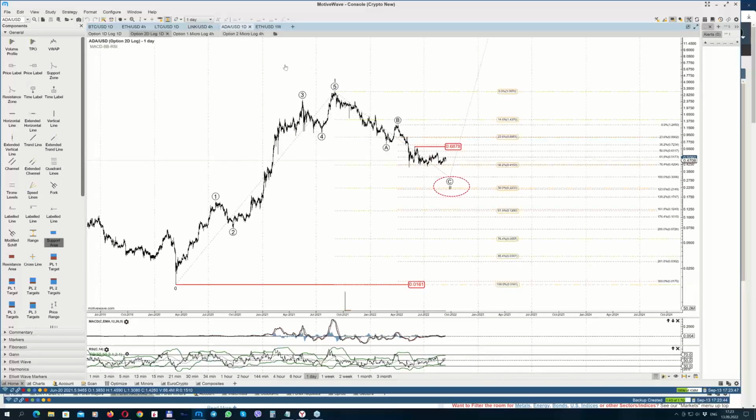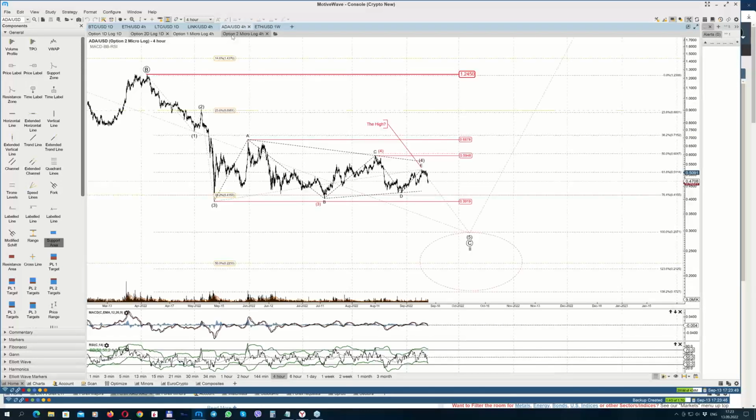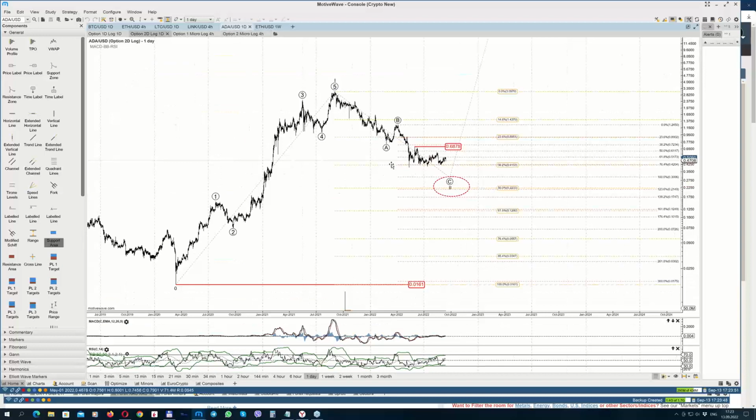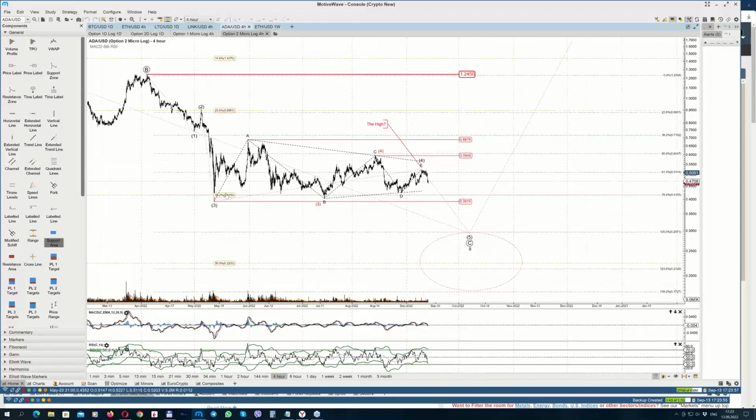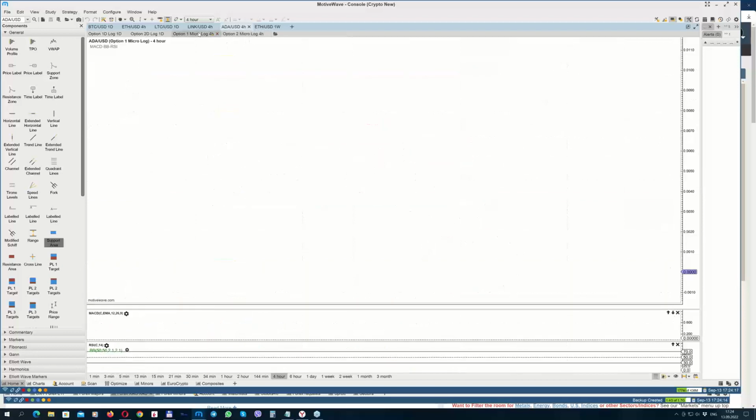Cardano. My favorite count is this option 2D, suggesting extension towards 0.30. More details. 1, 2, 3, triangle in the fourth wave, and now, until we take out 0.5948, the next target is 0.2971. More details for this count are presented on this option 2 micro.